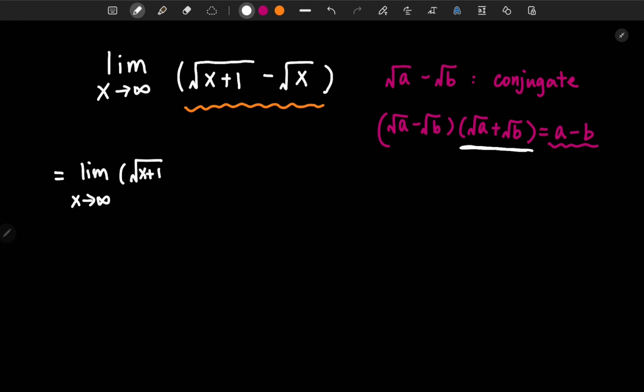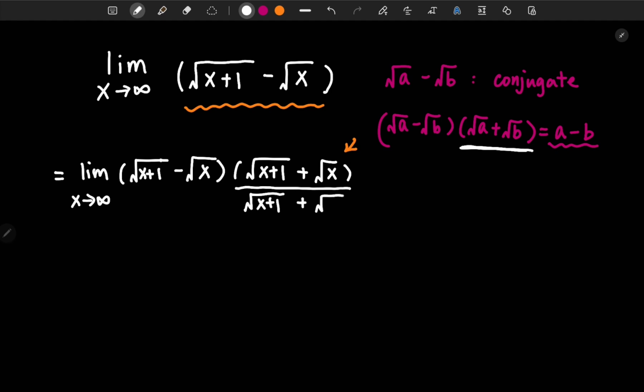We have the square root of x plus 1 minus the square root of x. Then we multiply by the square root of x plus 1 plus the square root of x. But here what we want to notice is if we just multiply by its conjugate, then we're changing the value of our function. So we want to multiply this part not only on the numerator but also on the denominator. So on the denominator we have the same expression.